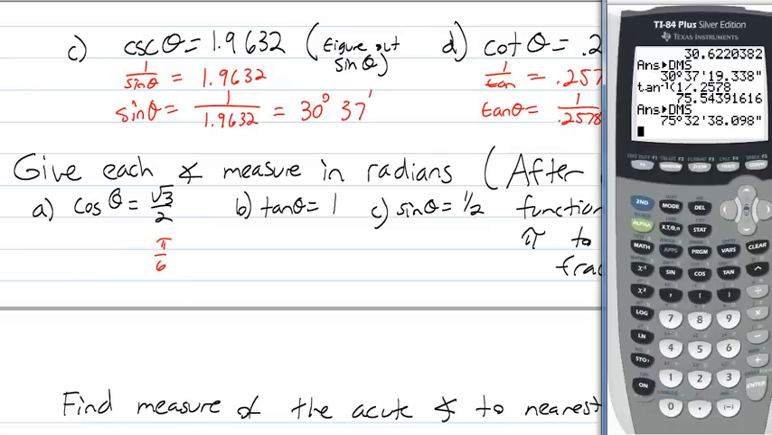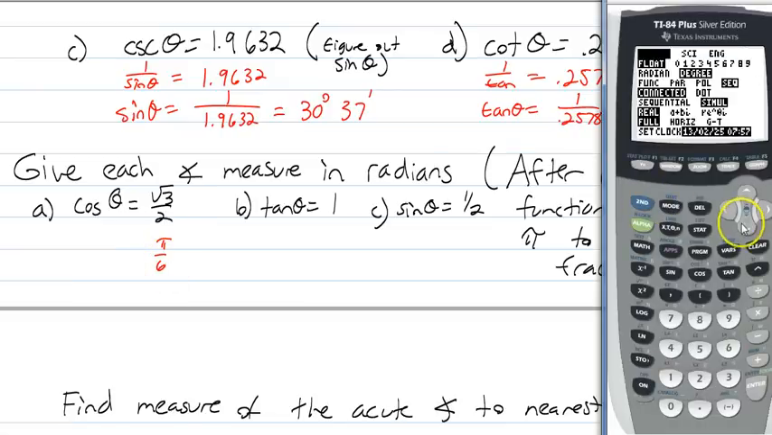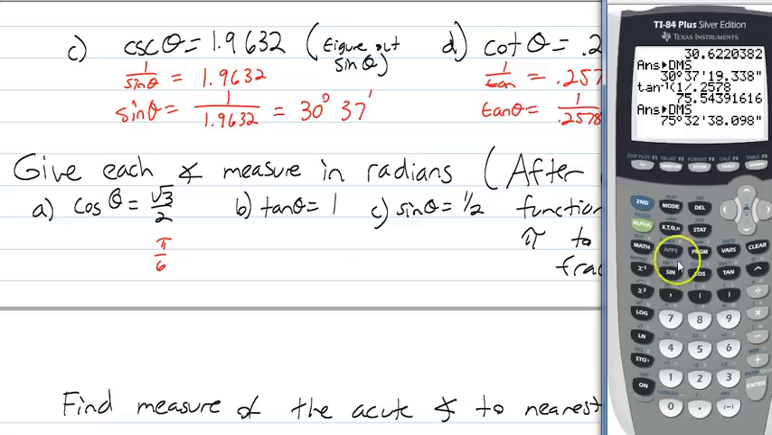So if we do inverse cosine, well, first of all, the mode needs to be in radians, because we want the answer in radians. So this is how you can check this if you want. You do second cosine inverse of root 3. Be careful how you enter this in. Like that has to be closed off, because that's my root 3, divided by 2, and now the whole fraction gets closed off. So I hit enter. That is pi over 6.